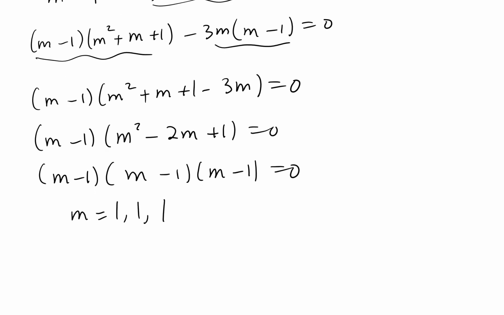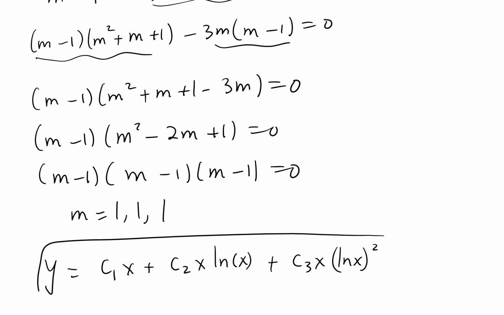And guess what the equation is going to look like? y equals c1 x plus c2 x multiplied by natural log of x plus c3 x multiplied by natural log of x squared.